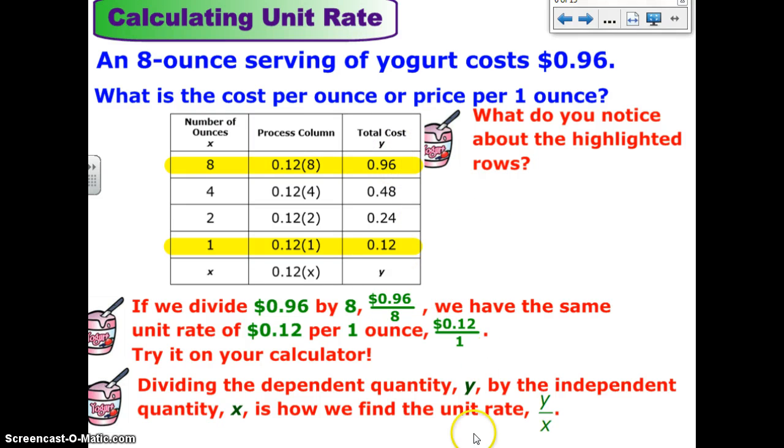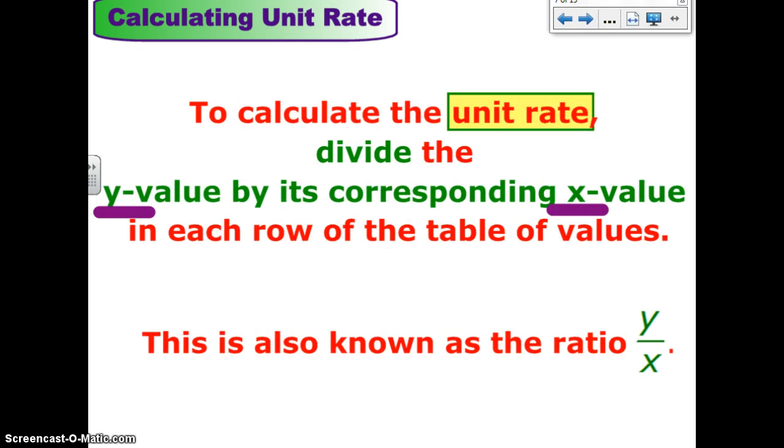Since each row has the same answer for y divided by x, not only does it tell us the unit rate is 12 cents, but it also reminds us that this is a multiplicative relationship. Please fill this in on your handout. To calculate the unit rate, divide the y value by its corresponding x value for each row of the table. This is known as the ratio y divided by x.